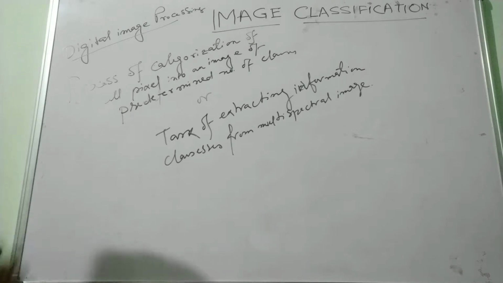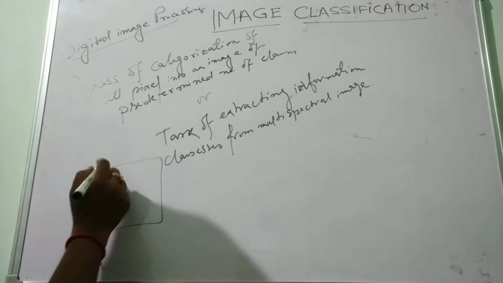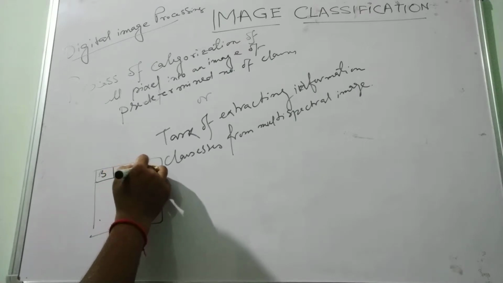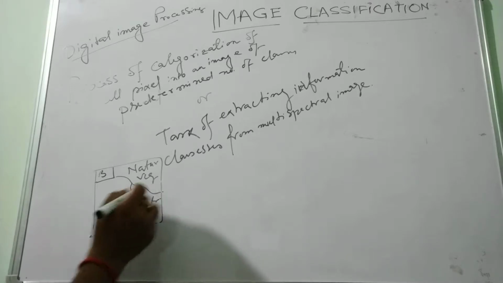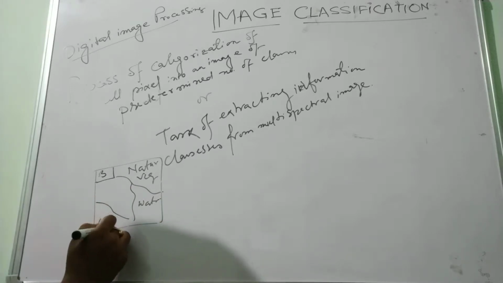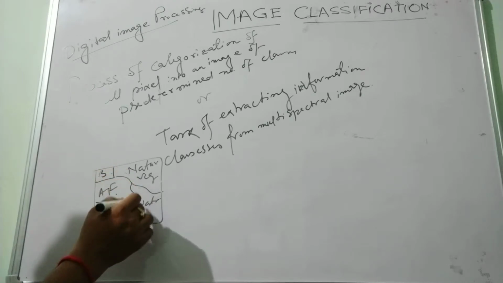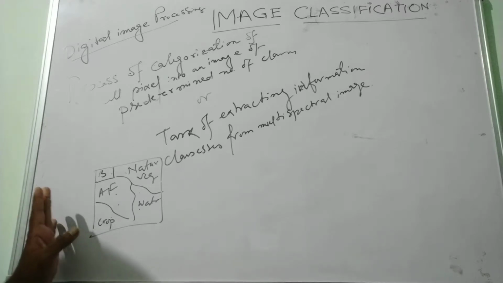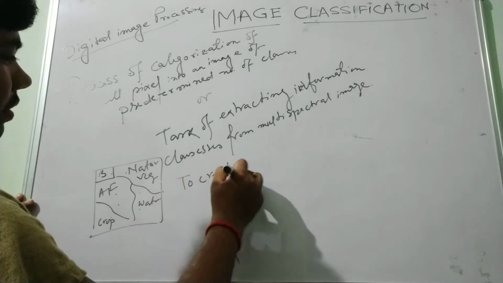For example, this is an image. So if we can classify the image, suppose this is a built up area, this is the area covered by natural vegetation. Suppose this area is water body, this is a cropland, and this is agricultural fallow land. So the entire image has been divided into 1, 2, 3, 4, 5, 6 number of classes. So this resulting raster image can be used to create a thematic map.